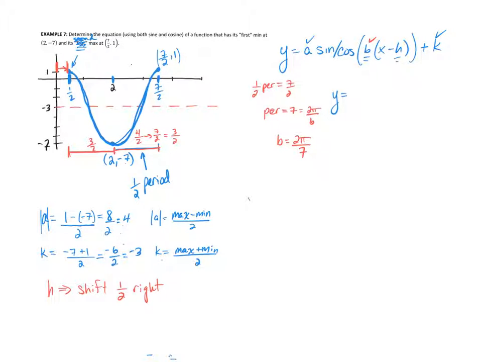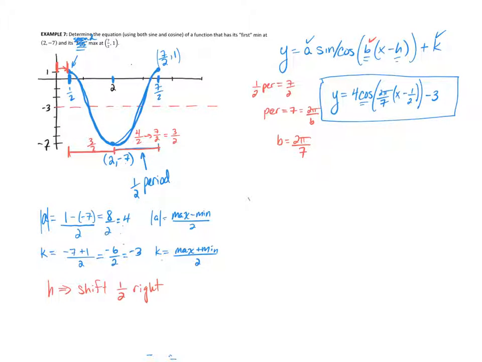But we've got an a value of 4, and we're using cosine. Parentheses, b we found to be 2 pi over 7, x minus 1/2 because we shifted 1/2 a unit to the right, and plus k. Oh, we know what k is. K is -3. So let's make that a -3. And there we go. So there is this function described using a cosine function.